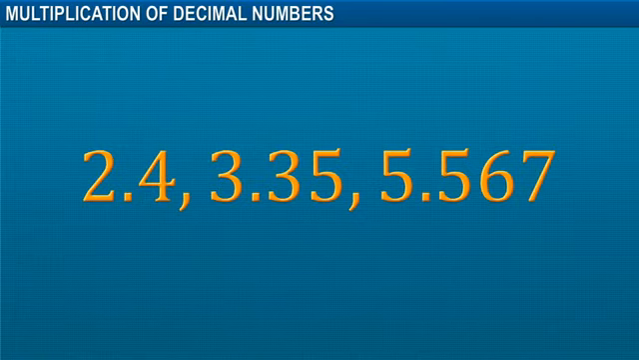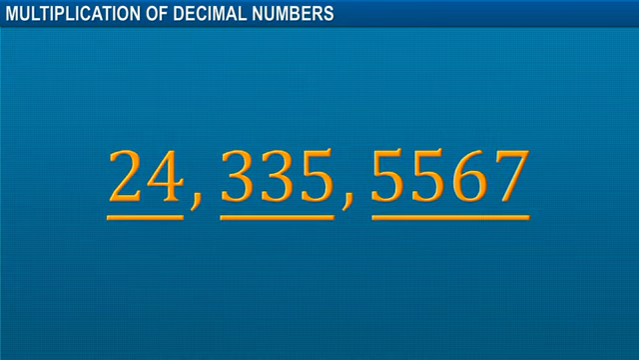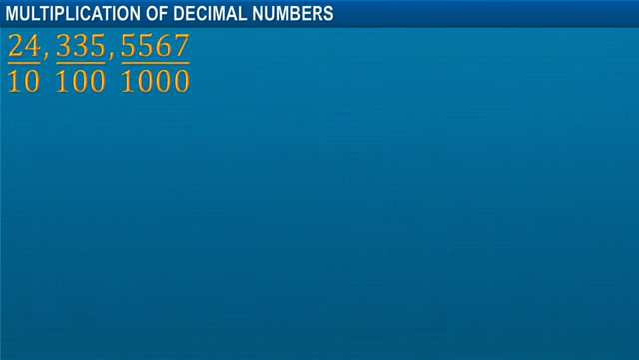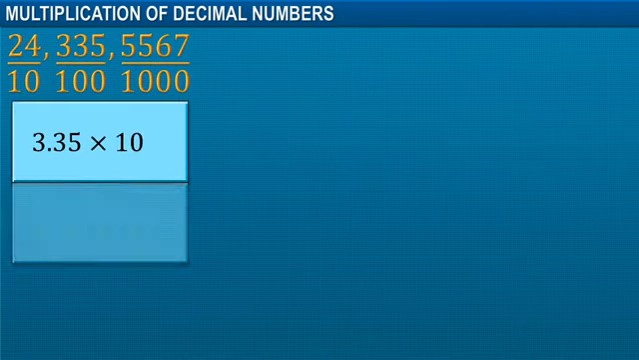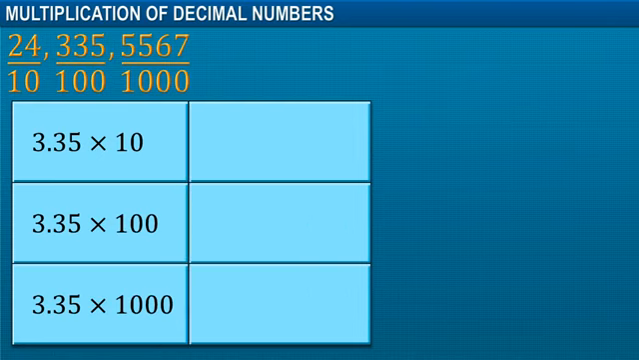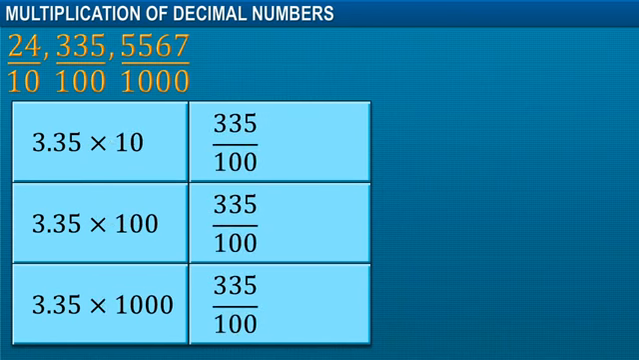Decimal numbers can also be expressed as fractions. We can remove the decimal and convert the numbers into fractions. Now, let's see how you would multiply a decimal number with 10, 100 or 1000. 3.35 can also be written as 335 upon 100. We multiply the fraction with 10, 100 and 1000 respectively. We simplify and insert the decimal point by counting the decimal places in the original number.